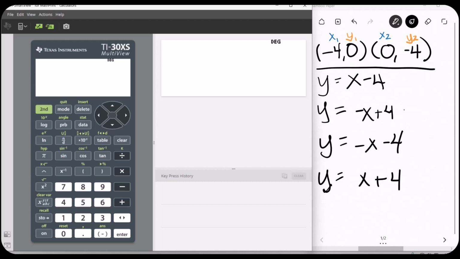A request was made to show a second example for how to use your calculator on the GED math exam to locate the correct answer choice when you are given 2 points on a line, and the answer choices are in Y equals setup. As you can see from your screen on the right at the top, we have those 2 points. We have -4, 0. That's 1 point on the line. And the second point we have is 0, -4. You also notice that I wrote the X and Y for each point above it.